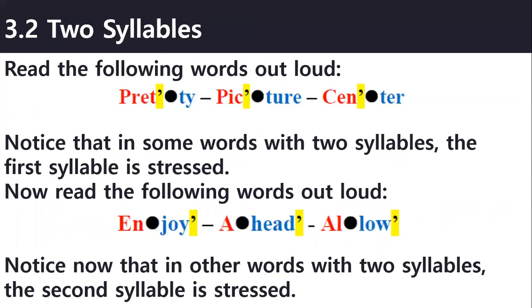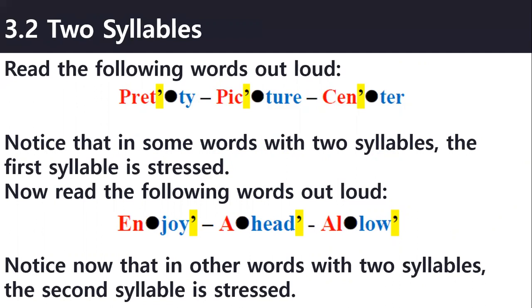Now for two syllables. We have the following words: pretty, picture, center. Notice that in some words with two syllables, the first syllable is stressed. Here, the first syllable is stressed.